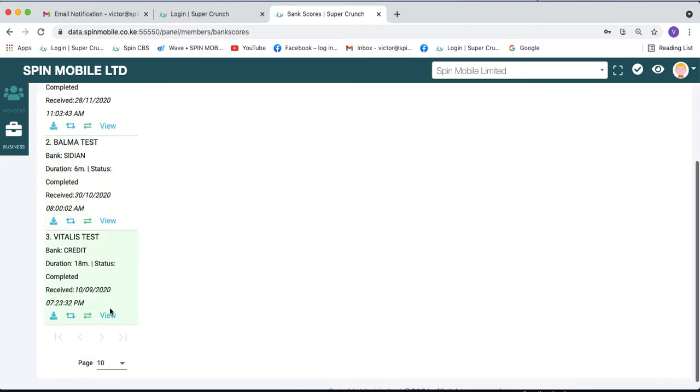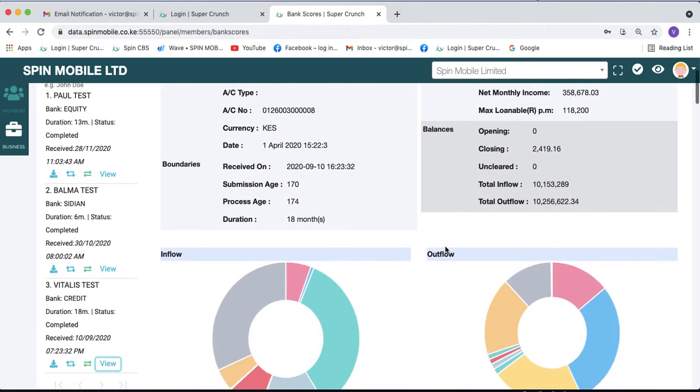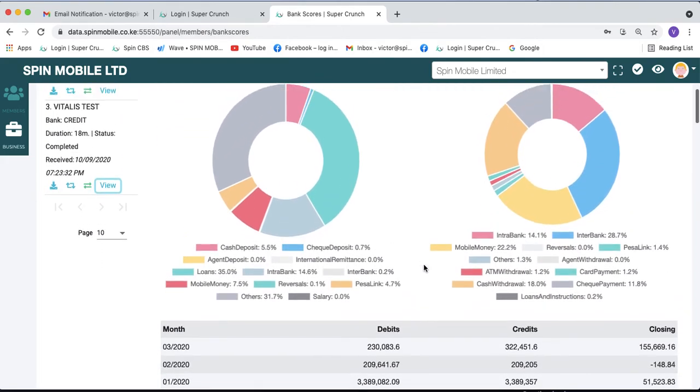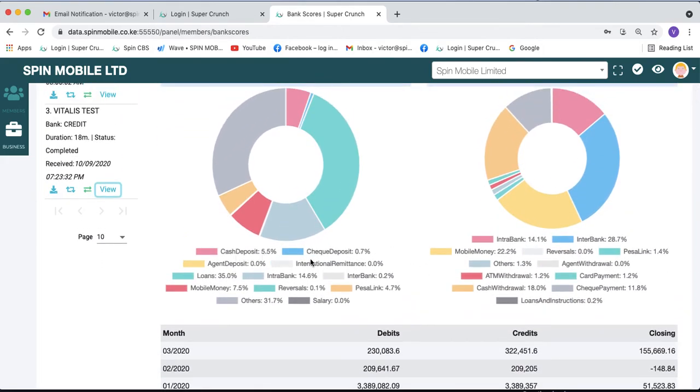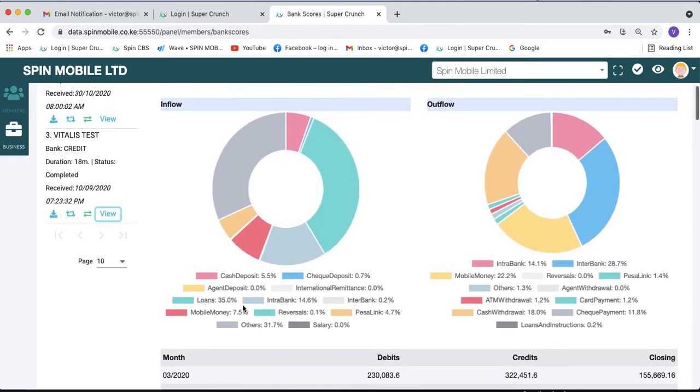Very quickly, you get a bank statement, and you can see all the money flowing in and the money flowing out. You can see total salaries that passed through these accounts, and the total inflows and outflows. Where did this money come from? Is it cash deposit, check deposit, loans, interbank, or mobile money? You notice for this particular individual, mobile money is 7.5%.